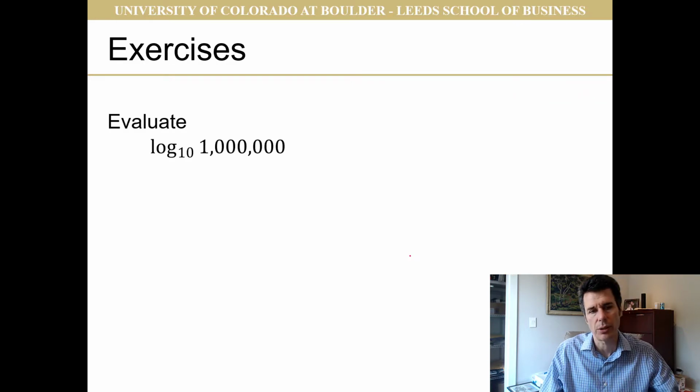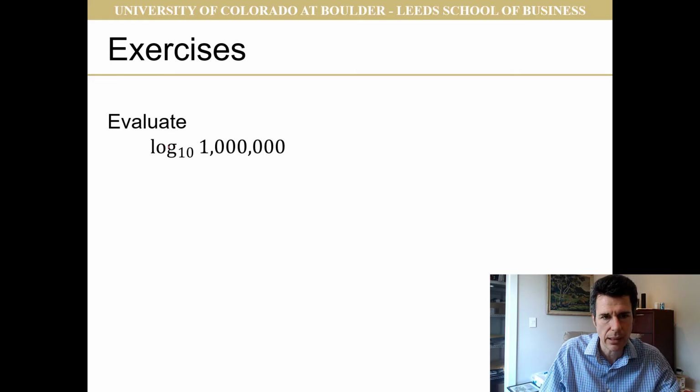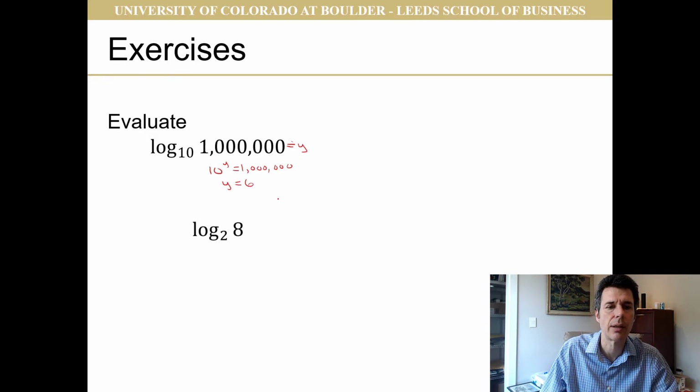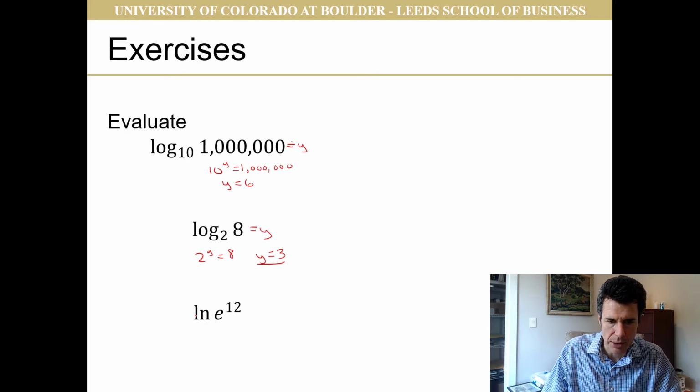Some exercises. We want to evaluate log base 10 of a million. So if we let that equal to y, that means 10 to the y equals a million. That's 6 zeros, so y equals 6. Log base 2 of 8, same idea. So if we let that equal to y, then 2 to the y equals 8, which means y equals 3. Natural log of e to the 12. Again, the properties allow us to take the 12 down. 12 times natural log of e. Natural log of e is simply 1, because that's e to the 1. And so that's just 12.